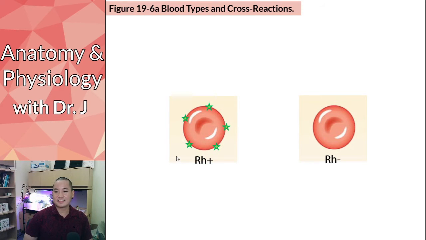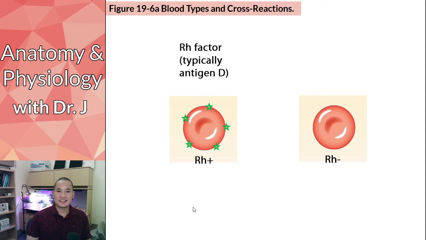Okay, so then Rh factors. Usually when we're talking about Rh factors, there are different types of Rh factors, but when you use the ABO Rh system, we're typically referring to RhD, and that's what we'll use for this class.